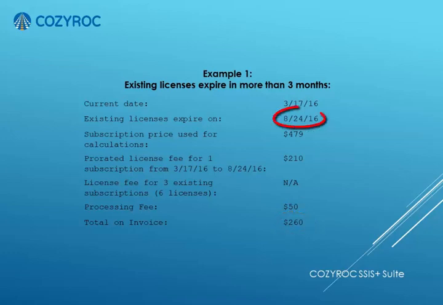Then on August 24th of 2016, all of your licenses will be up for renewal, including the subscription that you just purchased. If you're going to check my math, you'll need to know that I used a subscription price of $479. In your case, it will be based on your original purchase price.